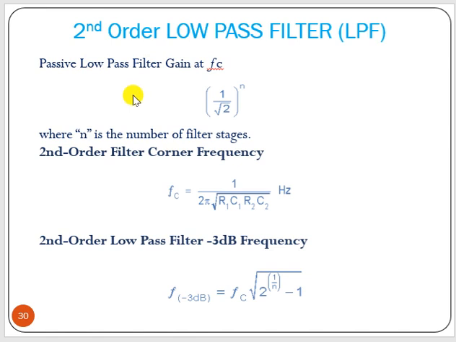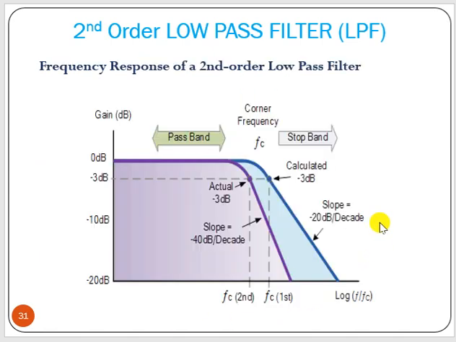So for that passive low pass filter, FC will be 1 by root 2 whole to the power n, and we can find out the second order corner frequency as FC equal to 1 by 2 pi root of R1 C1 into R2 C2, and the second order low pass filter 3 dB frequency is FC root of 2 to the power 1 by n minus 1. That is the point you have to remember.